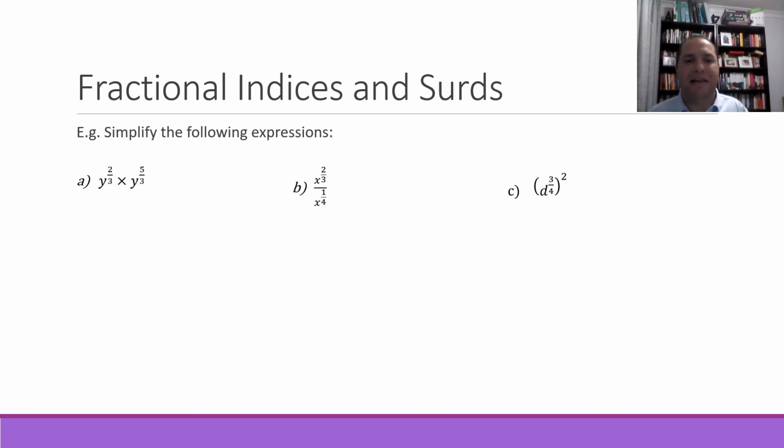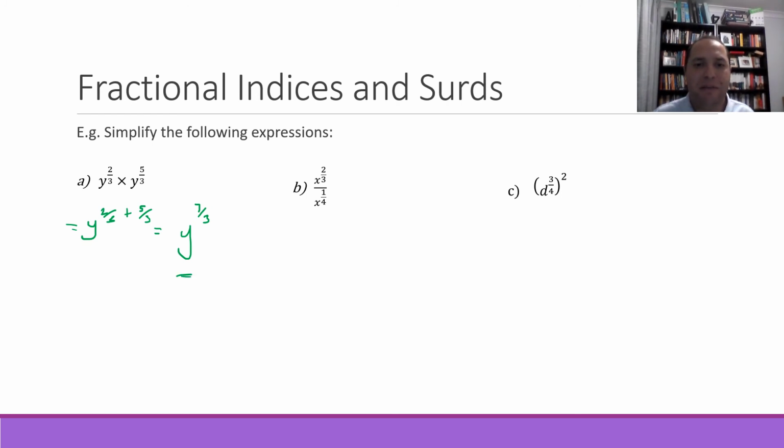And then finally, let's do some simplifying. Our index rules are exactly the same. So for this first one, when we're multiplying bases, we're just going to add our powers together. The bases are the same, y and y, so we can just add those powers. 2/3 plus 5/3 will be y to the 7/3. A pretty easy one to start off with, just adding our powers.